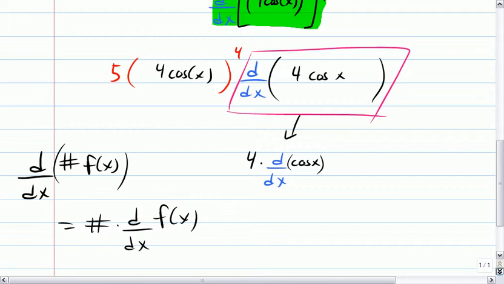I don't know. Oh yeah, that's not even the product rule. I mean, you could prove it with the product rule, yeah.